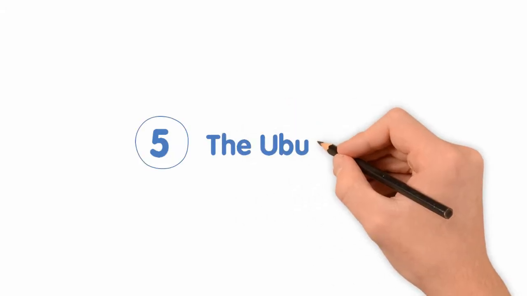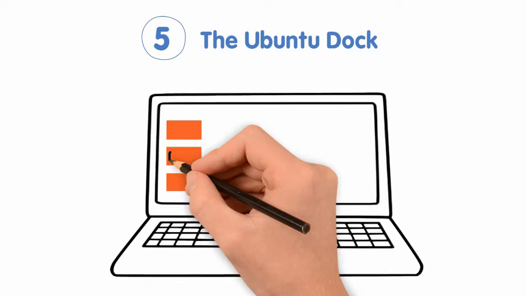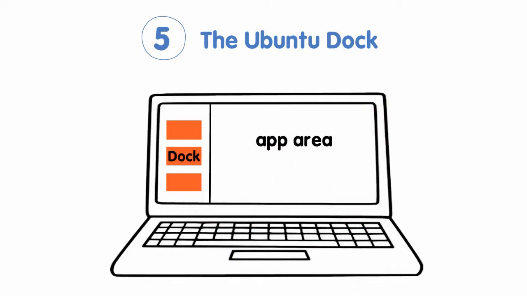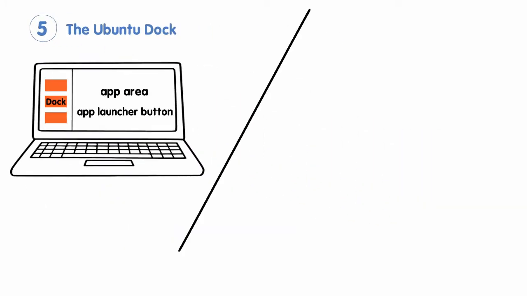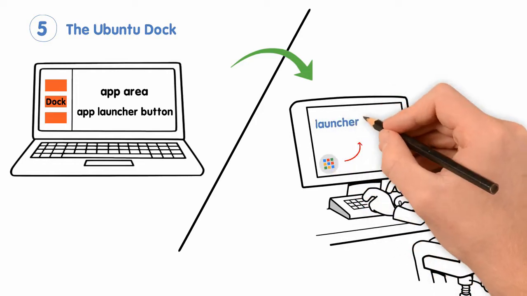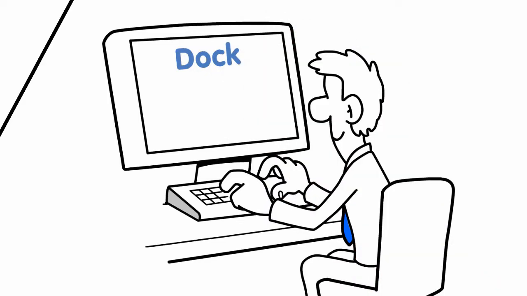Number 5. The Ubuntu Dock. The Ubuntu Dock is the vertical bar which is located at the leftmost edge of the screen. This consists of 2 main parts, the pinned app area and the full screen app launcher button. This is almost the same as the previous design, except the app launcher button is moved to the bottom of the screen in 17.10. The dock is mainly used for pinning frequently used apps. It also shows apps which are currently being used.